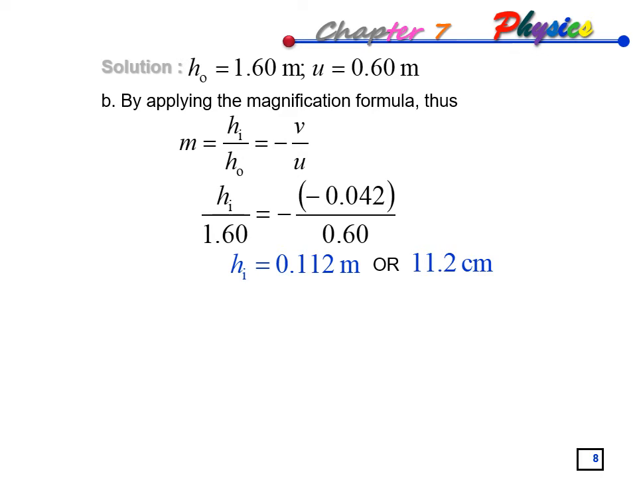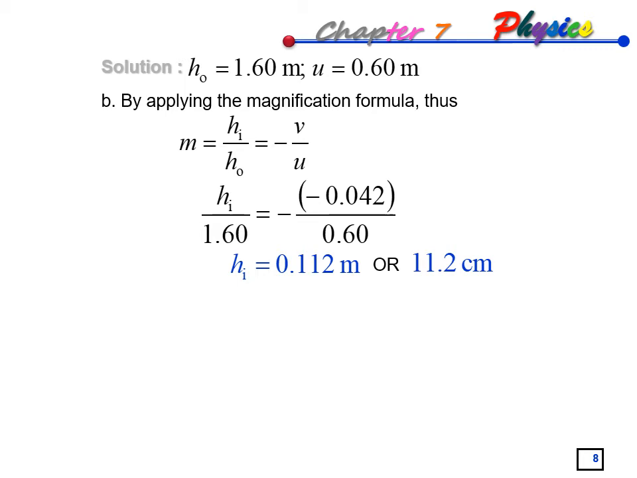So the characteristic that we end up with here is that if you look at the ratio of magnification, you get negative V over U. The negative cancels off, which means you get a positive magnification. Positive magnification means you have an upright image. And the ratio of 0.042 over 0.6 is less than 1, so you get a diminished image.